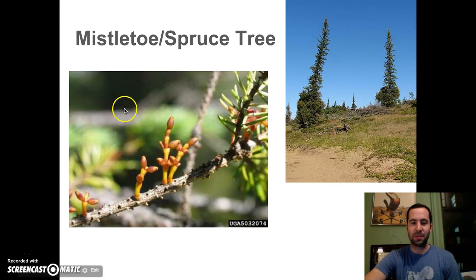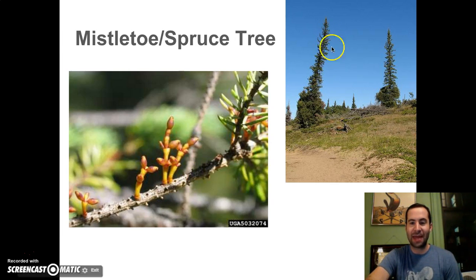So here's some examples. This is mistletoe. Now you may have heard of mistletoe hanging above a tree, and during the holidays, if you're underneath the mistletoe, you're supposed to give someone a kiss. Well, believe it or not, mistletoe is actually a parasite. And what you can see is that it's physically attached to a pine tree.